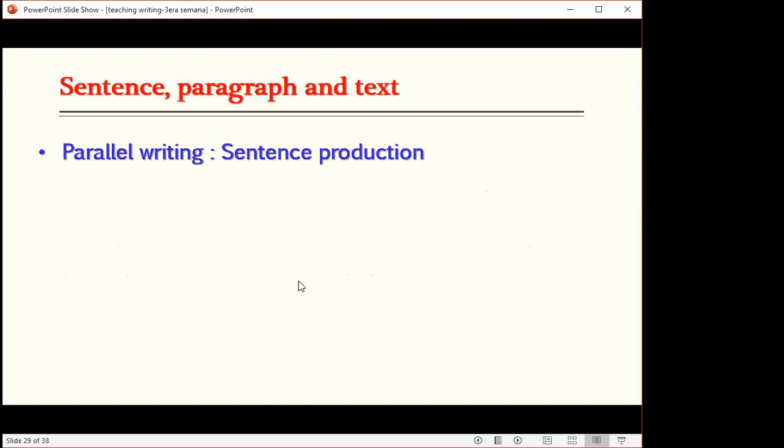Now, let's pass to another aspect: when we write a test. When we write something, first we're going to write sentences, then paragraphs, and finally the test. This is the final result, the test. But first we're going to write sentences. So we are going to see here some activities, how we are going to encourage students to write sentences. One of them is parallel writing. So the sentence production, let's see it.